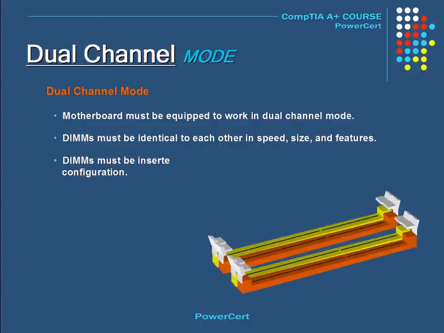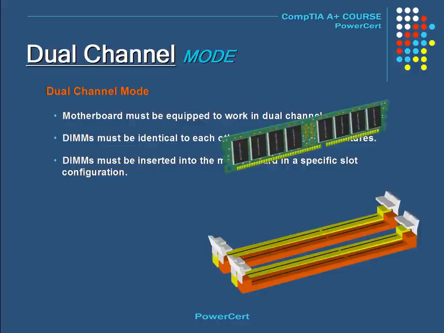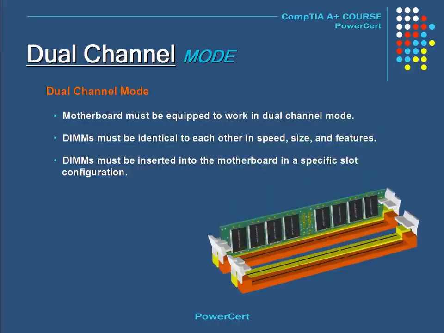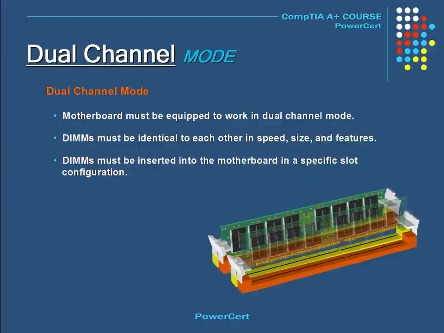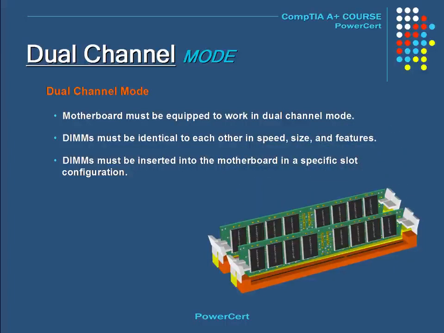Then the DIMMs must be inserted into the motherboard in a specific slot configuration in order to enable dual-channel mode. Typically, the memory slots will be color-coded to help assist in identifying where the DIMMs should be inserted. For example, here we have some dual-channel memory slots. So in order for dual-channel to work, you need to install a pair of identical DIMMs in the slots of the same color. In this case, we put a pair of DIMMs in the yellow slots.